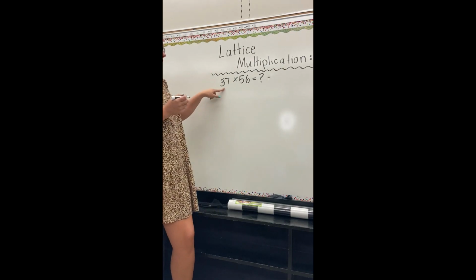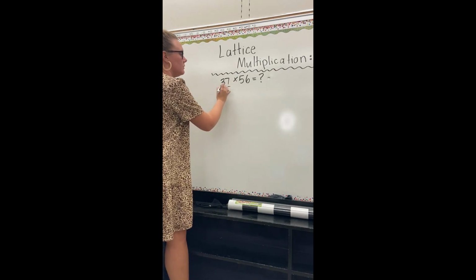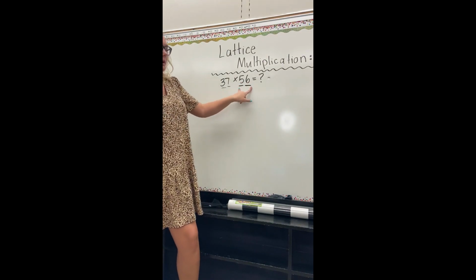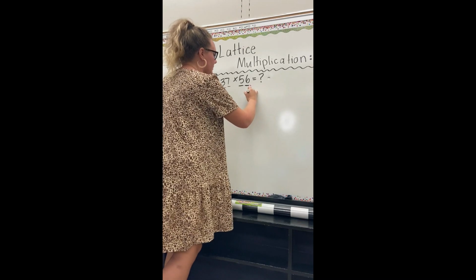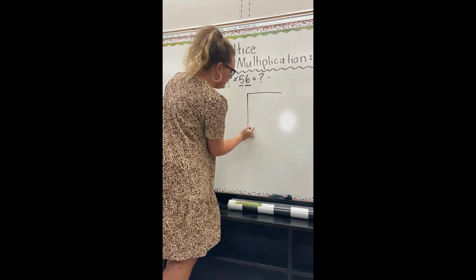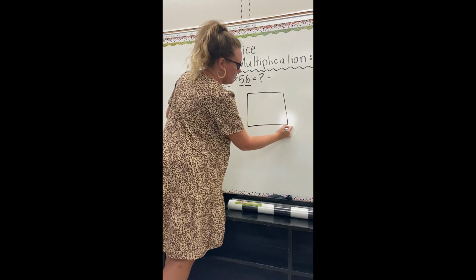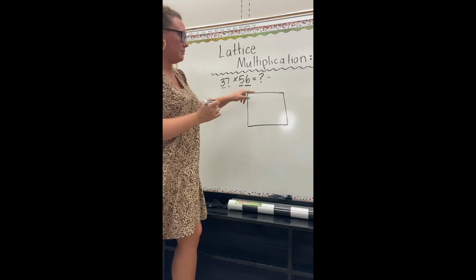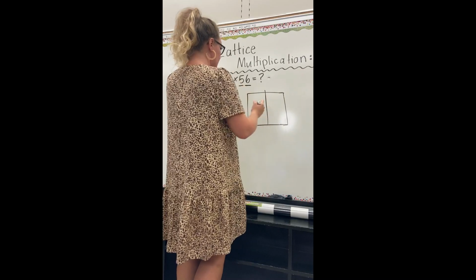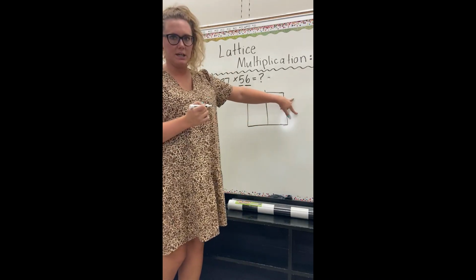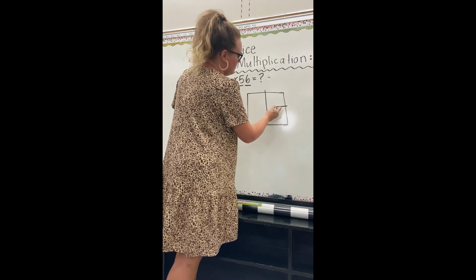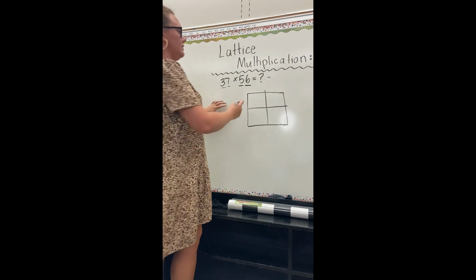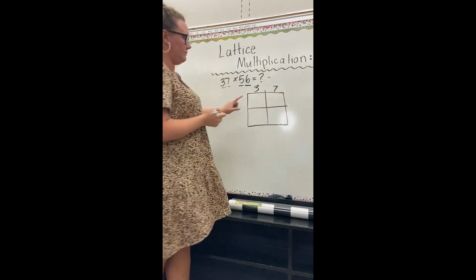Okay, so I have 2 digits multiplying by another 2 digits. So we have 2 digit by 2 digit multiplication. So that means when I draw my box, I need to have 2 places up top because I have 2 digits. I also need 2 places over on the side because I have 2 digits. So my first digit is 3 and my second digit is 7. So 3, 7 for 37.